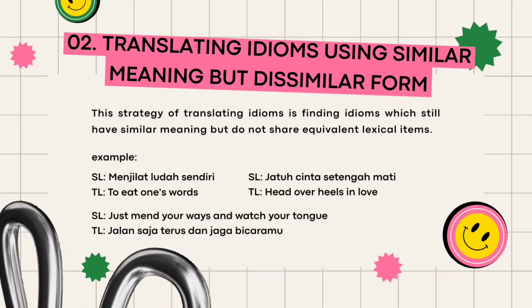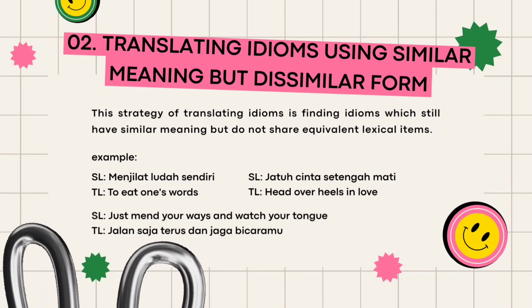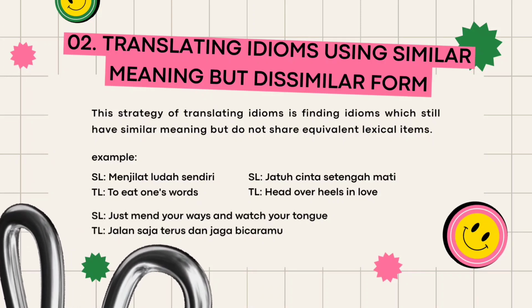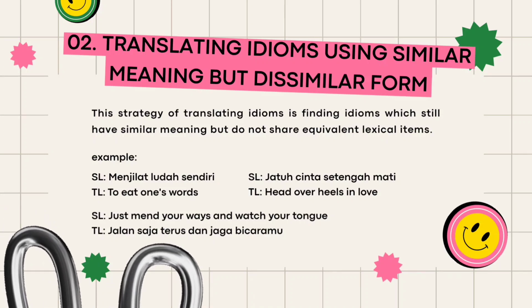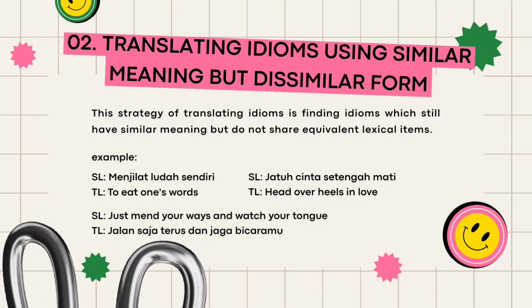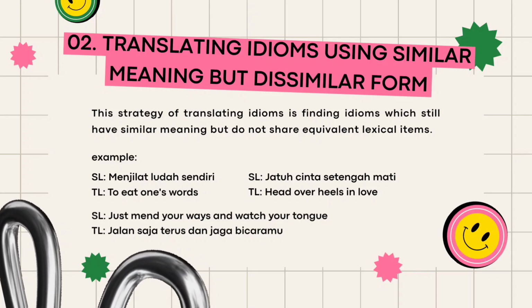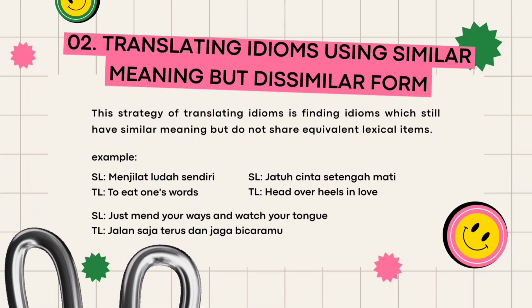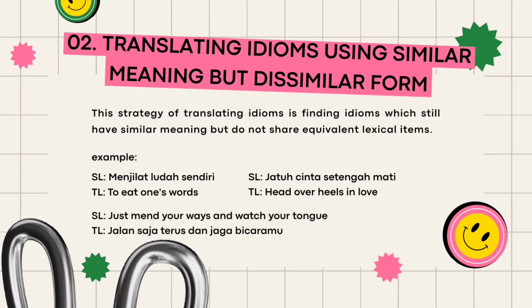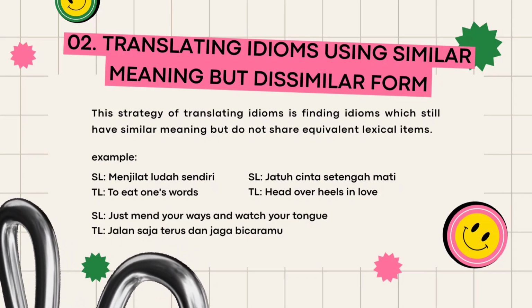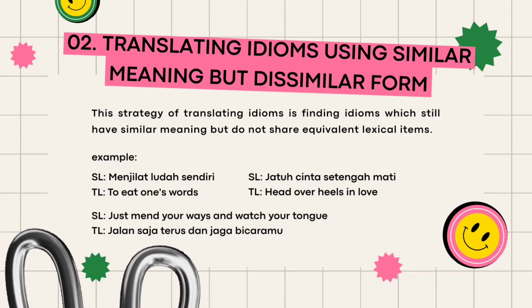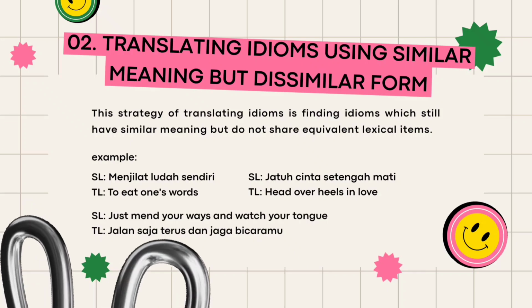Another example is "jatuh cinta setengah mati," translated to "head over heels in love." Both idioms describe the feeling of being completely, deeply in love, to the point of being overwhelmed or consumed by it. "Jatuh cinta setengah mati" uses falling and half dead as metaphors to convey extreme emotional intensity, with death symbolizing the overwhelming and consuming nature of love, while "head over heels" implies a state of confusion or dizziness due to the emotion, and therefore their lexical items are different.